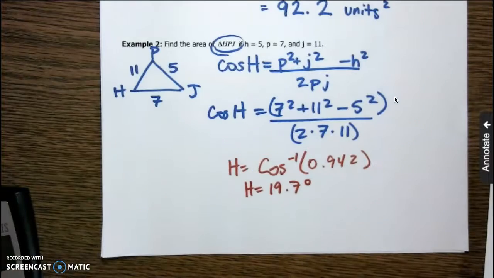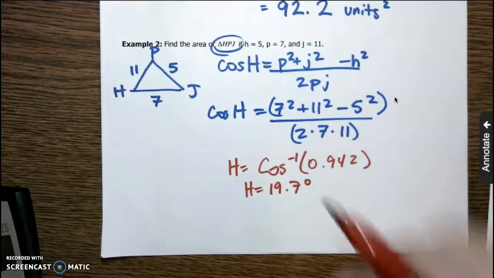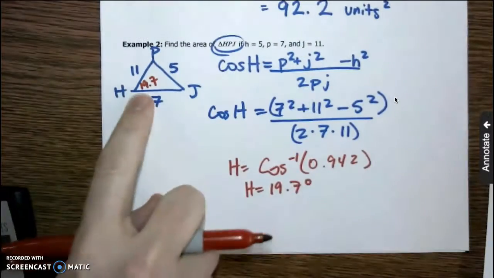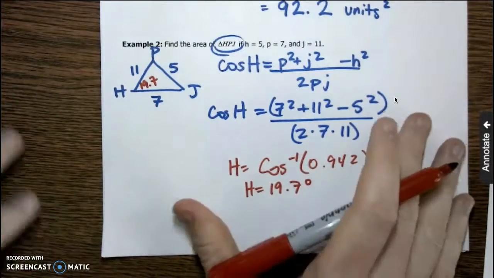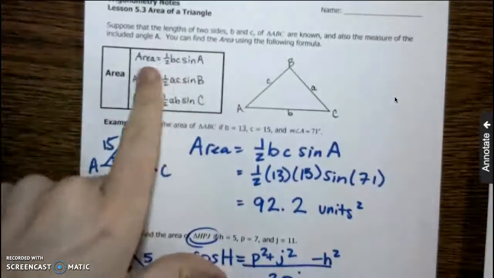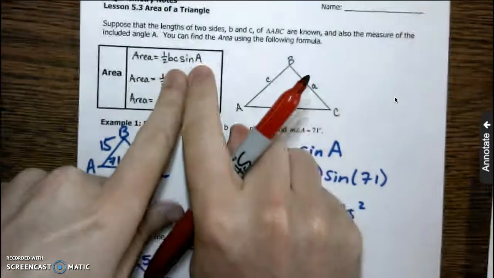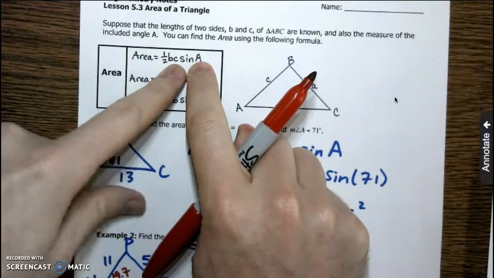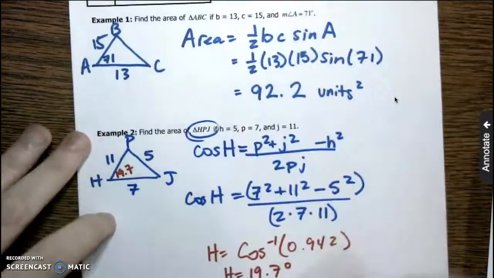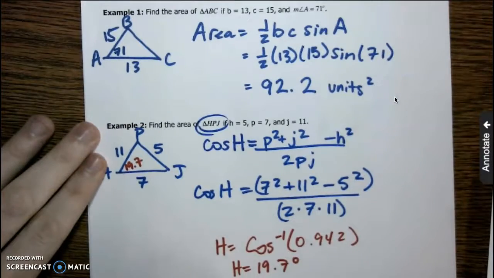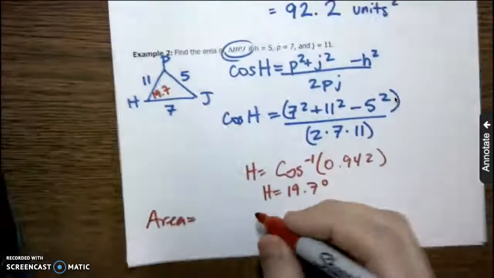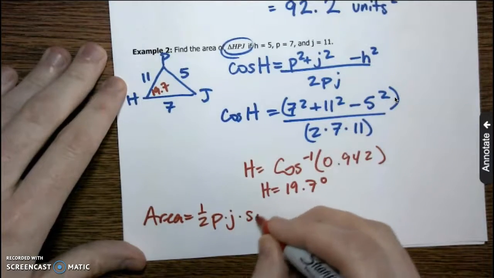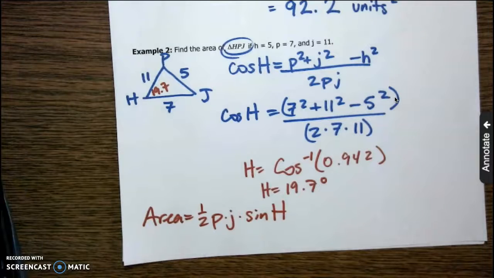But remember, that's not what they're asking. They want the area. So now that I know 19.7, now that I know angle H is the angle we're going to use, let's change our area equation to have an H in it. So if I put H for A, B and C are different, so that must be the other two letters. That must be P and J. So the area will be 1/2 P times J times the sine of H.